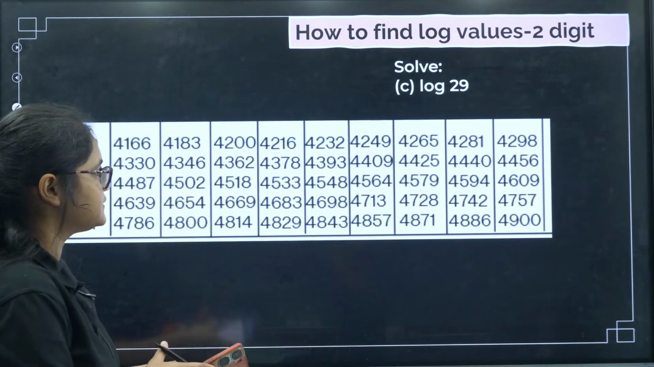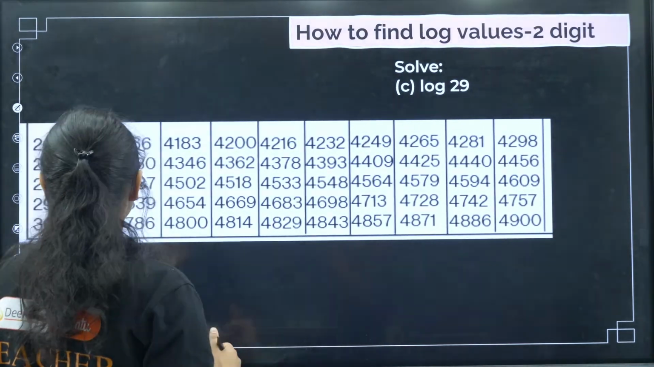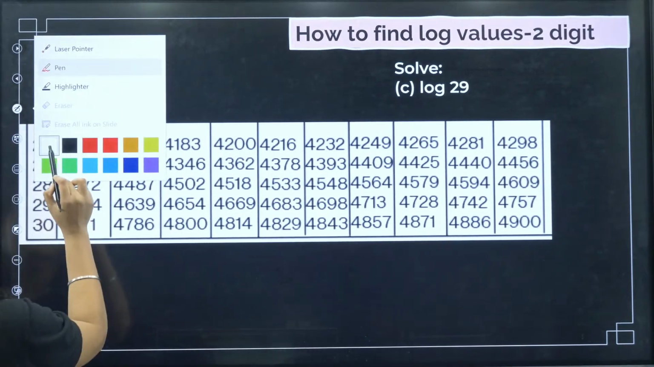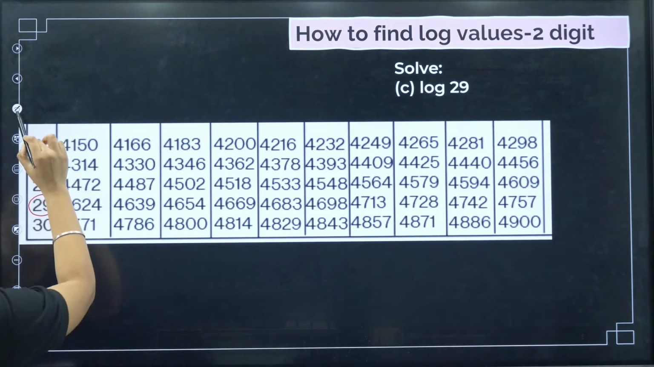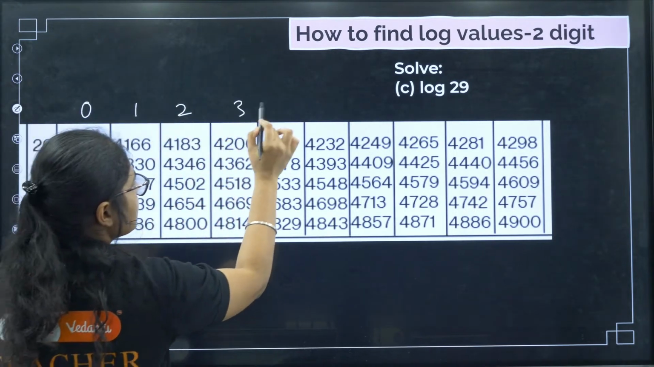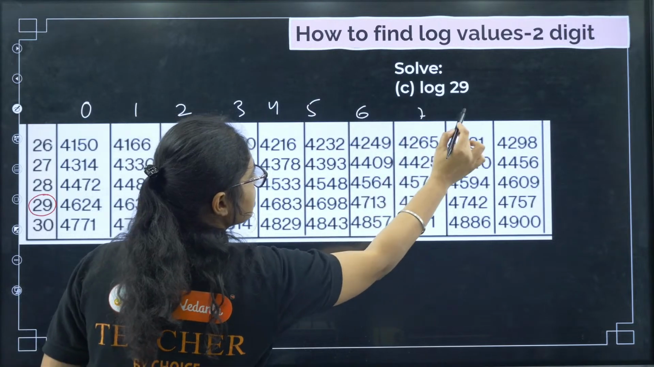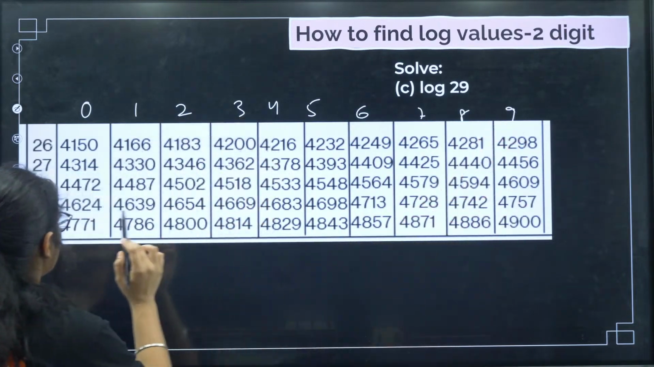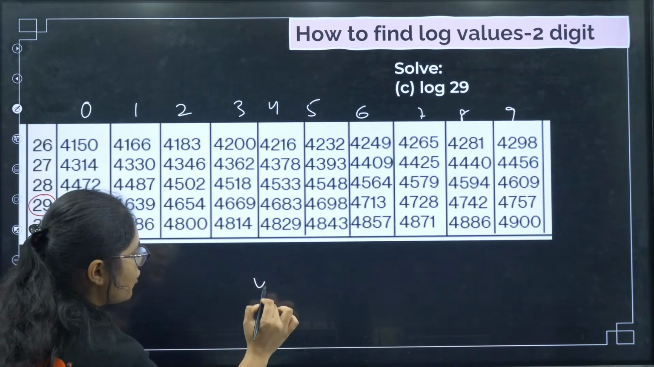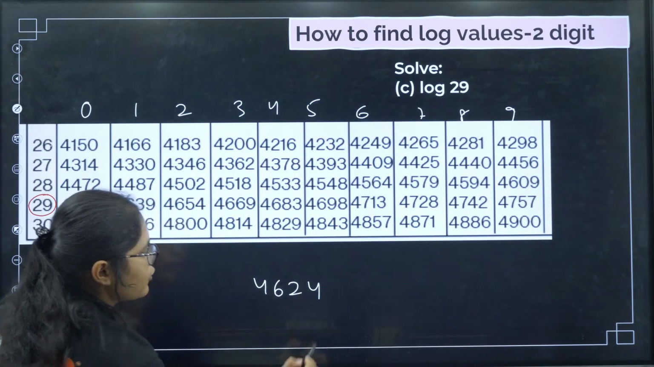1.4624. Okay, let us see, is it correct? So if you see 29, first 2 digits are there, so I will select 29. Now after that there is no number, right? So it is 0, 1, 2, 3, 4, 5, 6, 7, 8, 9. So 29 and then 0. So I will take 4, 6, 2, 4.